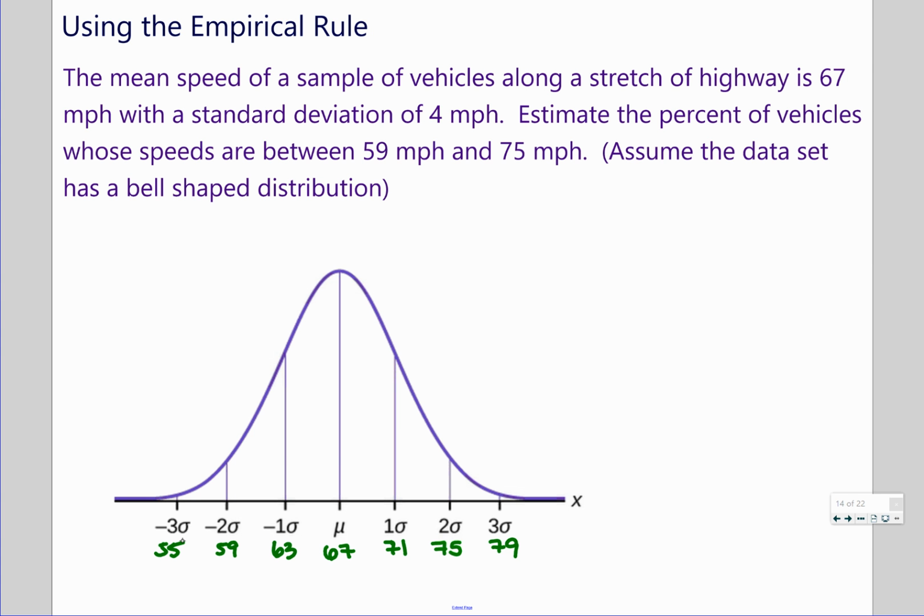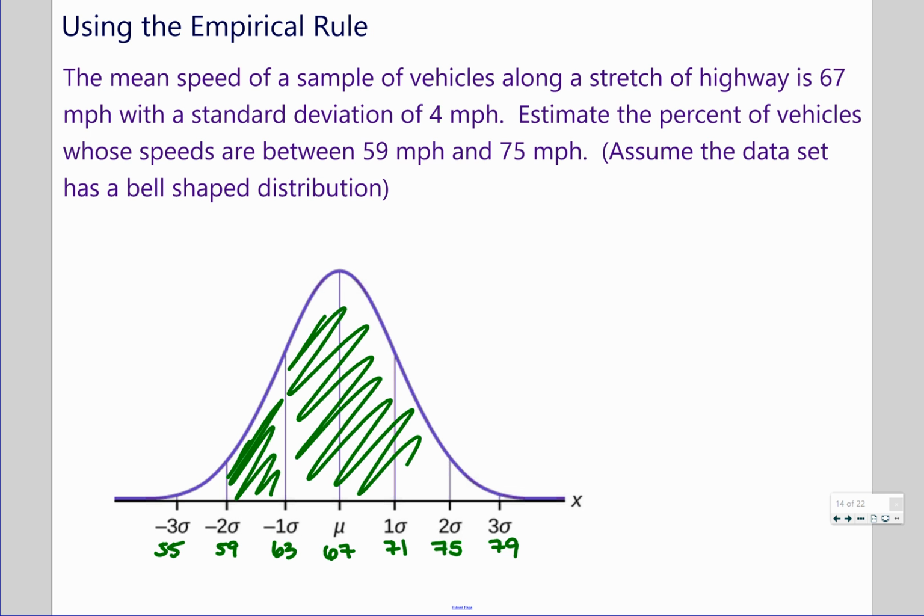The question is asking what percent of the data lies between 59 and 75. Well, let me shade that. That would be all of that, okay? And you can see 59 and 75 are 2 standard deviations in either direction. So according to the empirical rule, if I'm within 2 standard deviations of the mean, what percent of data lies there? 95. 95 would be the answer. You could also, on the chart you drew, just add up those 4 percentages. Okay? Questions? Great. Moving on.